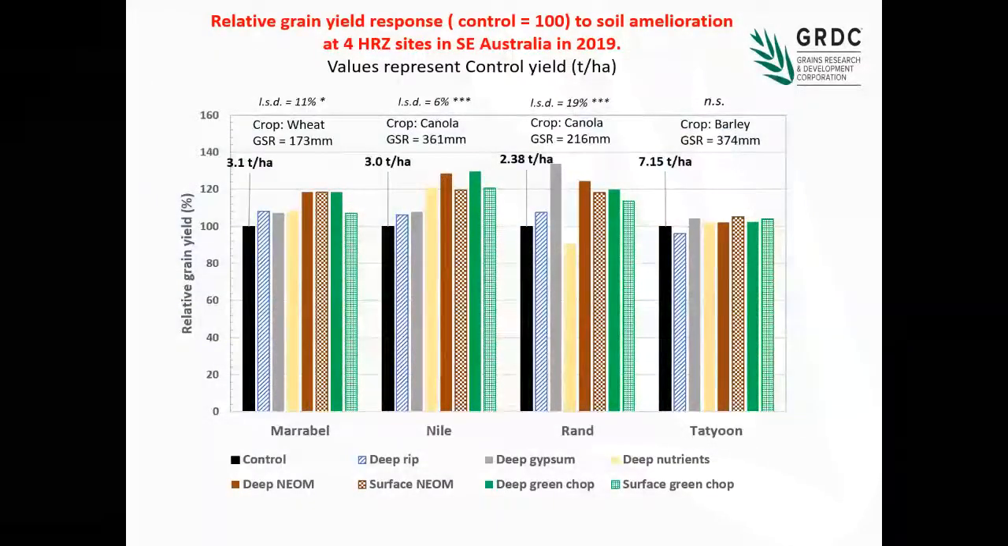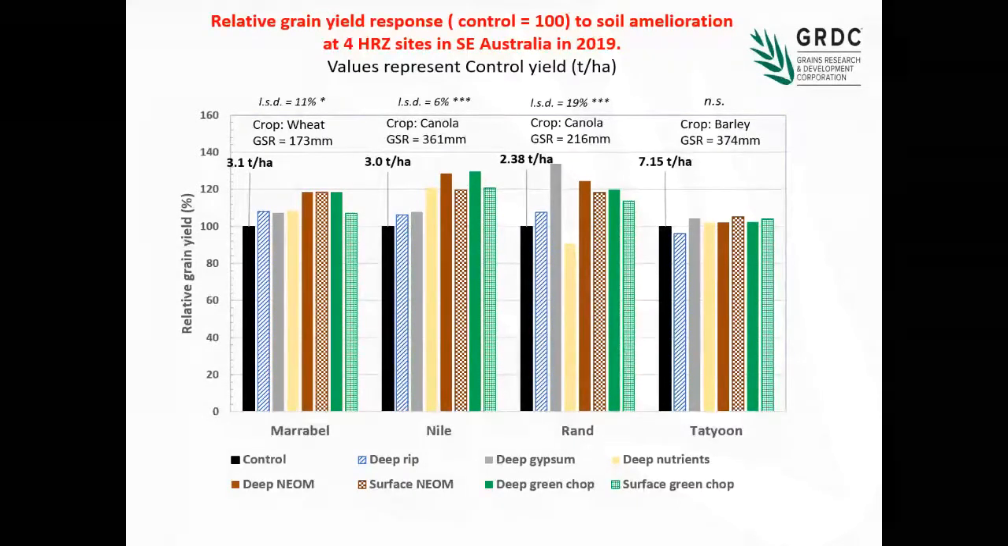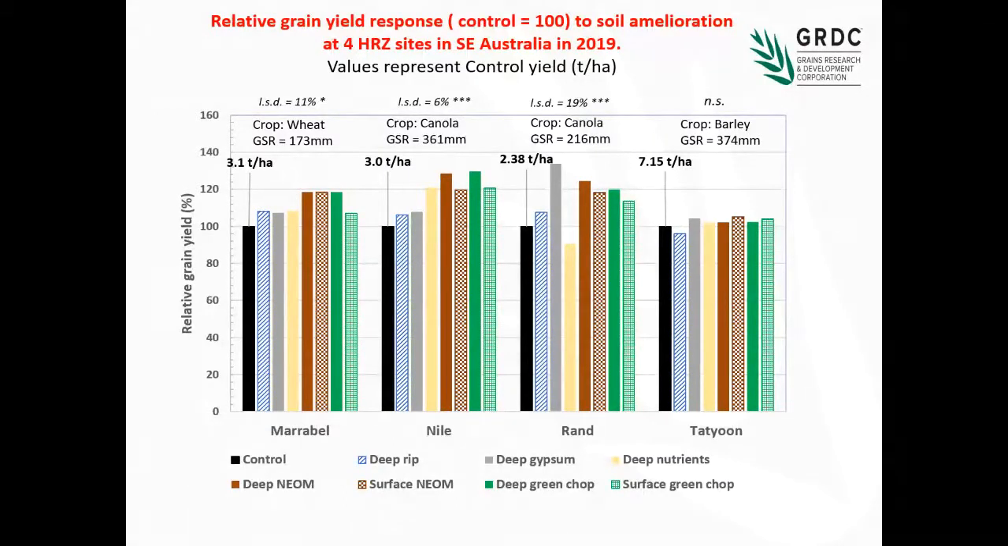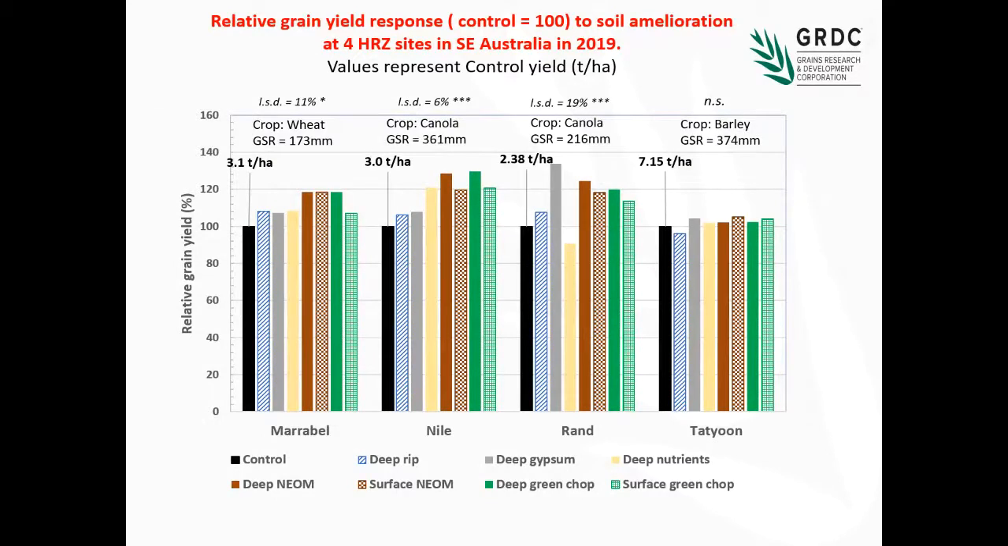These are results from the second year after application. Again, similar relative yield, control is 100%. Yields here are the control yields. At Maribel it is wheat, 3.1 tonnes a hectare. Nile, 3 tonnes a hectare of canola. Rand, southern New South Wales, 2.4 tonnes a hectare of canola, and 7.2 tonnes a hectare of barley at Ararat. Unfortunately, at Ararat, there were no treatment responses.